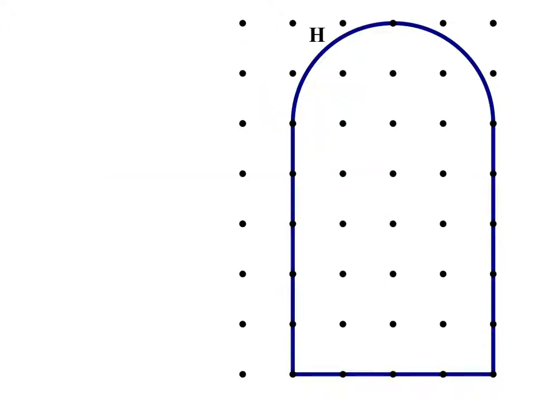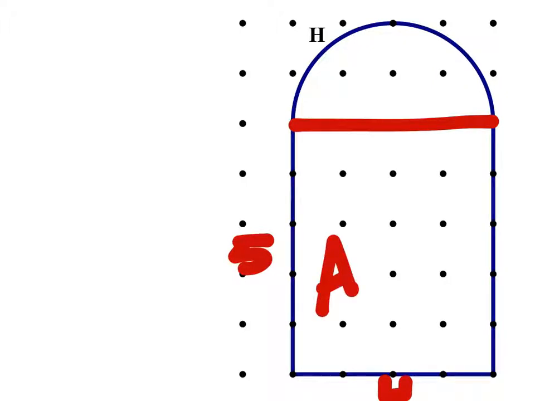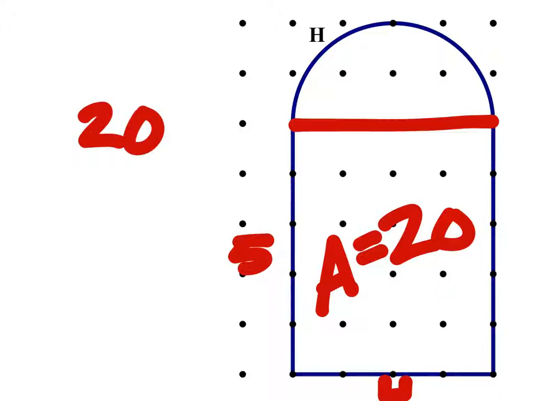Alright, H, we're going to cut this up into 2 objects. Right here. Now what I have is a rectangle. 1, 2, 3, 4, 5. 5 units by 4. So the area of the rectangle is 20, which we will put over here.